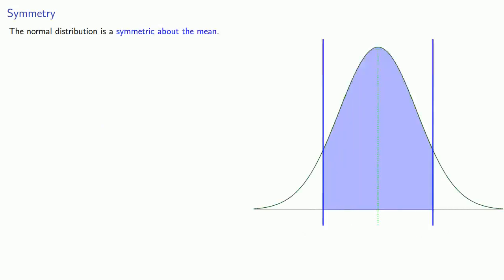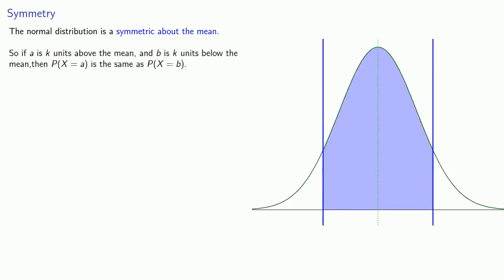Another important observation about the normal distribution is that it's symmetric about the mean. And what this tells us is the following. If A is k units above the mean and B is k units below the mean, then the probability that a random variable is equal to A is the same as the probability a random variable is equal to B.